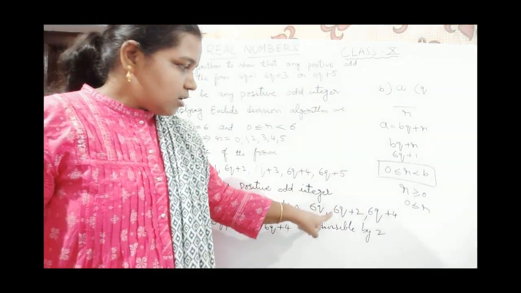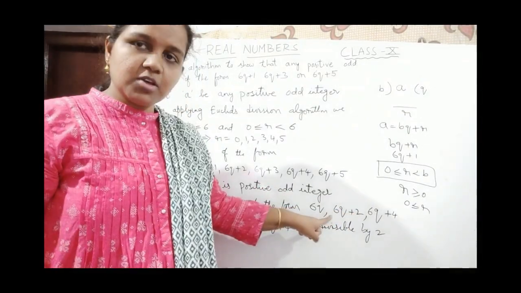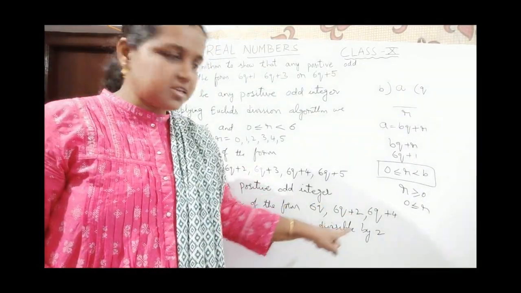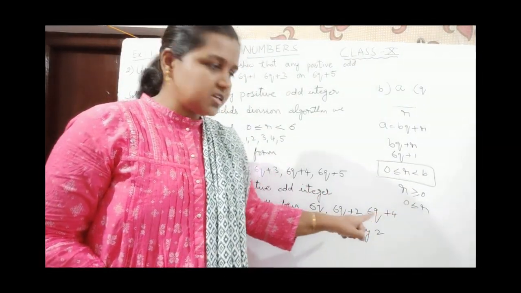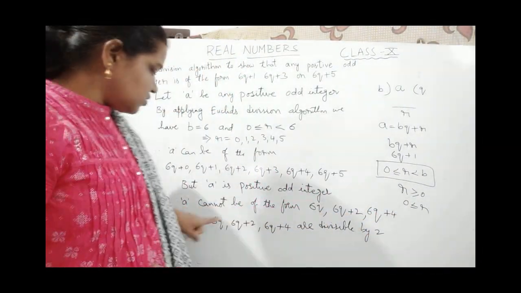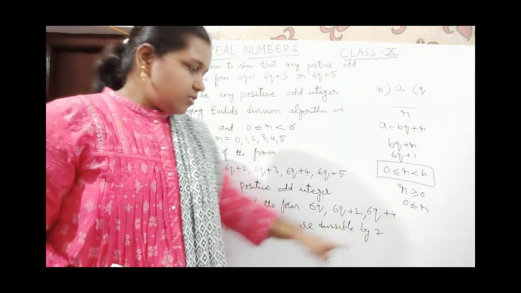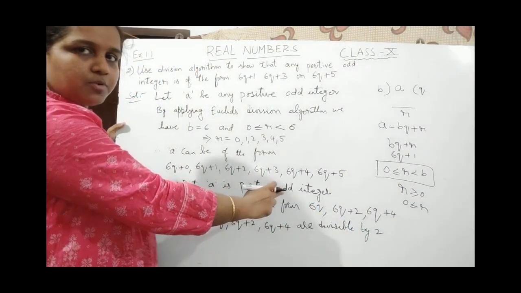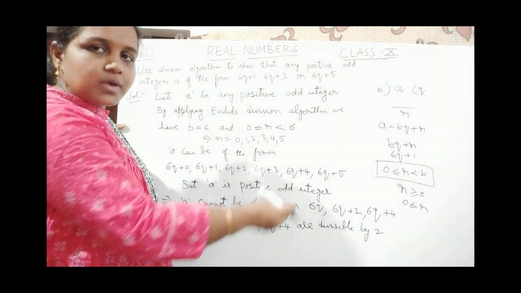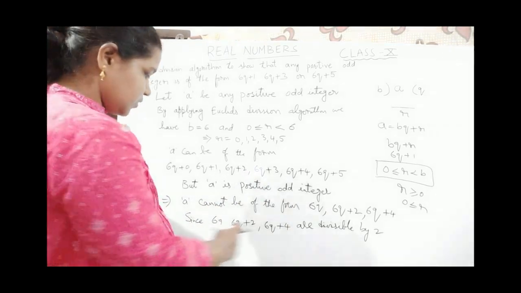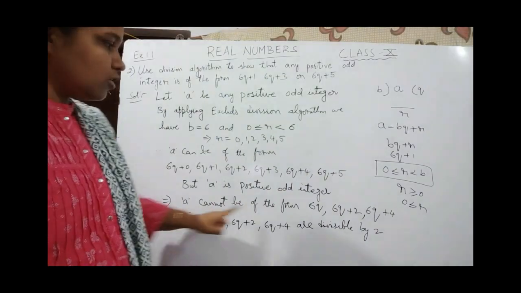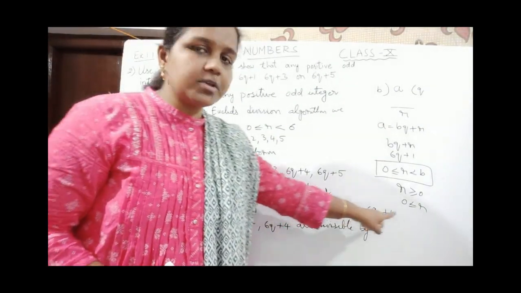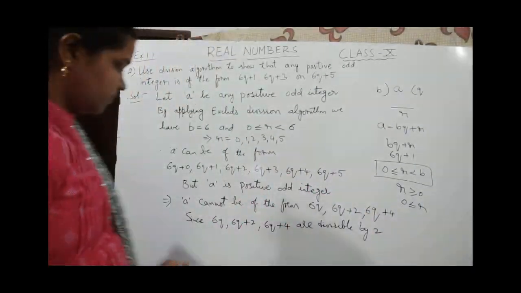2 threes are 6. Also I can take out 2 common in this, so I'll get 3q plus 1, and 2 gets cancelled. Here also if I take 2 common, it will be 3q plus 2, and 2 gets cancelled, which means 2 is a factor. So all these are divisible by 2, which means A cannot be of this form. If you have 2 into x form, it is an even number. So since these are divisible by 2, A cannot be of the form 6q plus 2, 6q plus 4.